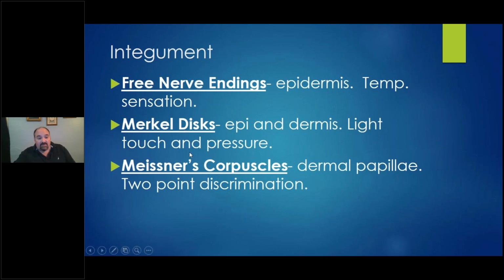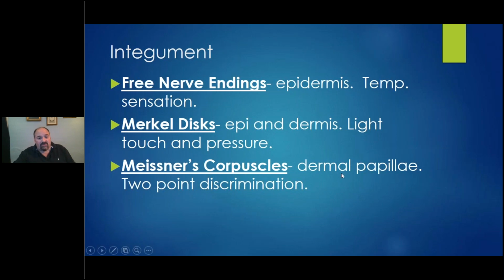You'll see here Merkel discs and Meissner's corpuscles. Again, whether something is very close to the surface of the skin, close to the epidermis, then we're talking about light pressure, light touch. Whereas if something is very deep into the dermis, closer to the hypodermis, then we're looking at more deep touch and pressure.